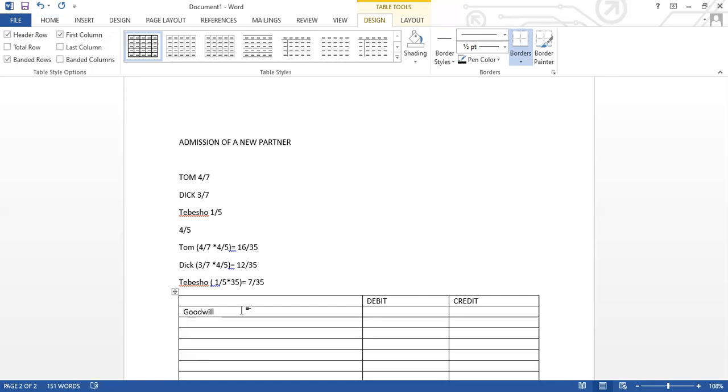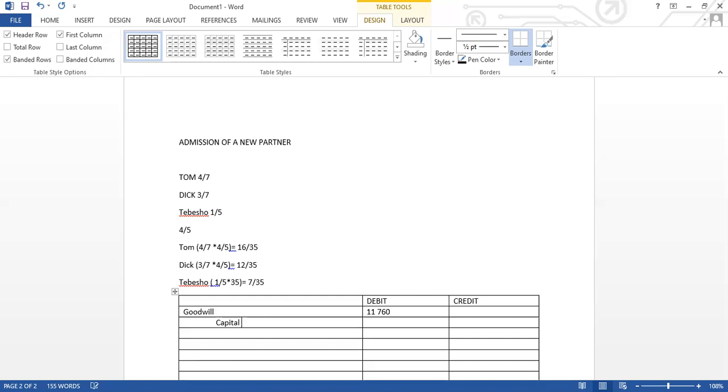Goodwill of 11,000. We are told that the total goodwill is 11,760. So the goodwill is an asset. Asset increases on the debit side. Therefore, that's why we are debiting goodwill to show that it's increasing. And then we credit our capital account. Capital, Tom.